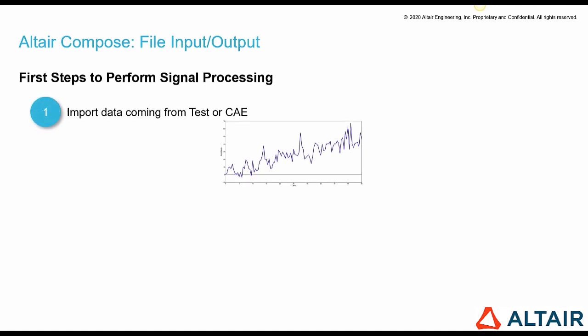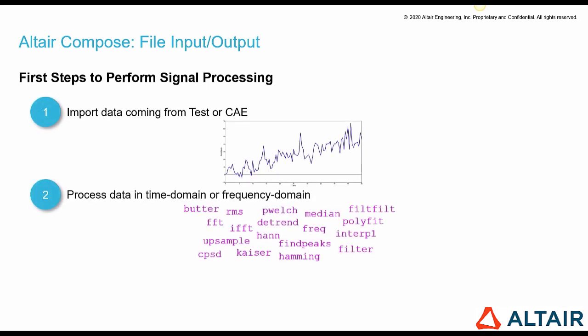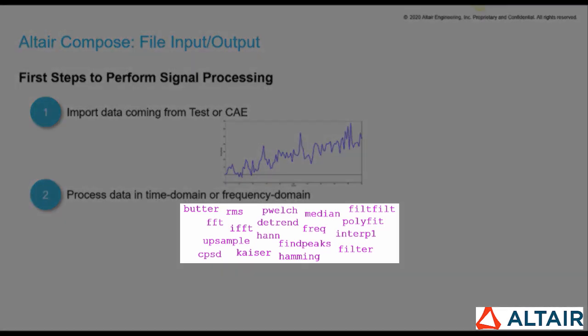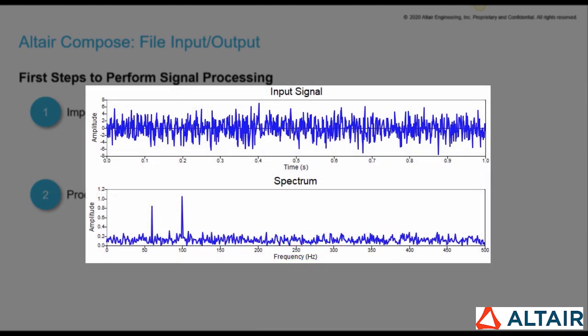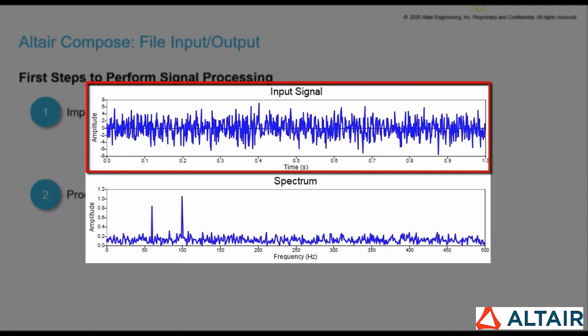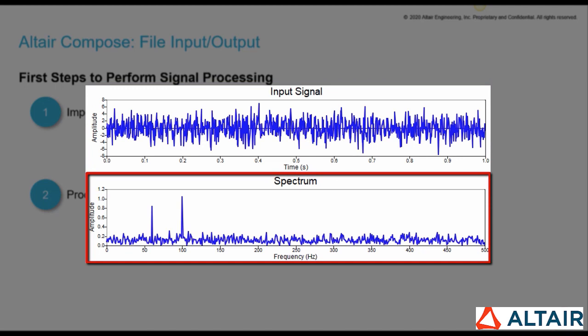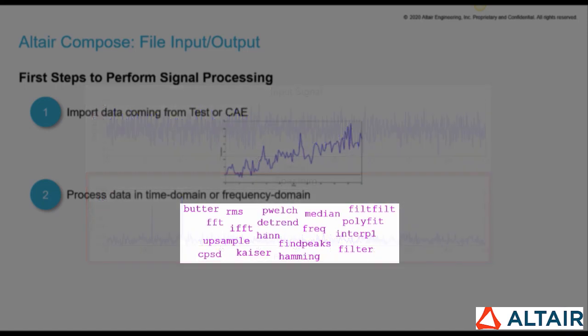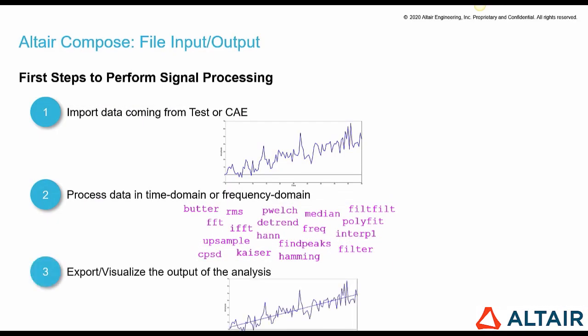Then we process the data in time domain or frequency domain. And these are some of the functions available in Compose, depending on which domain the user is working with. In a nutshell, time domain analysis refers to variation of amplitude of signal over time, while frequency domain refers to the amplitude versus the frequency of each sine wave that the signal is composed of. And the third step is to export or visualize the output of the analysis.